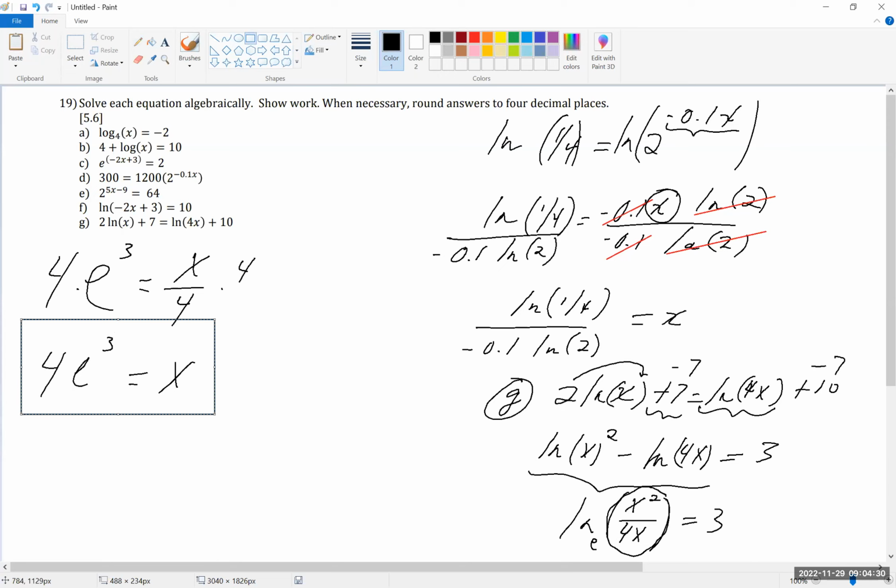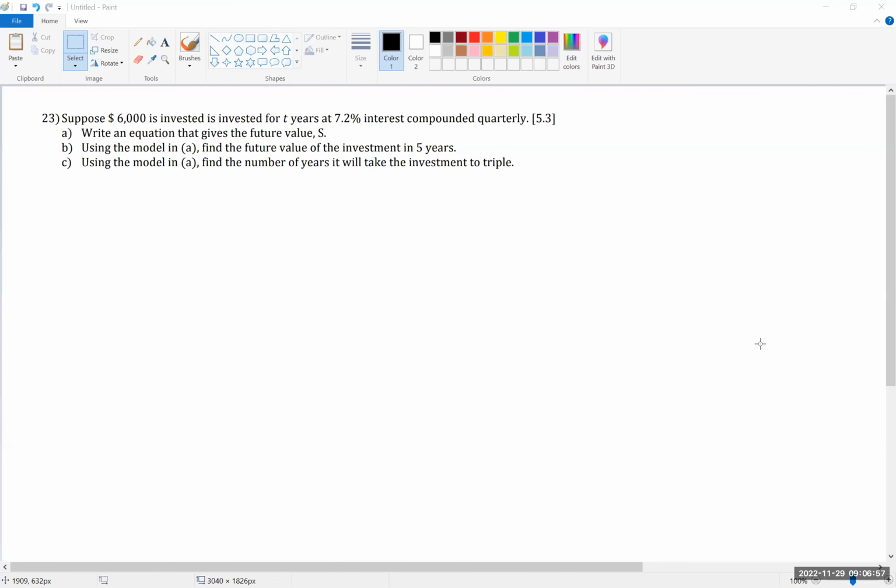Okay. All right, this problem says, suppose 6,000 is invested for 2 years. There should only be one "and". Is invested for 2 years at 7.2% interest compounded quarterly. Write the equation that gives the future value S.